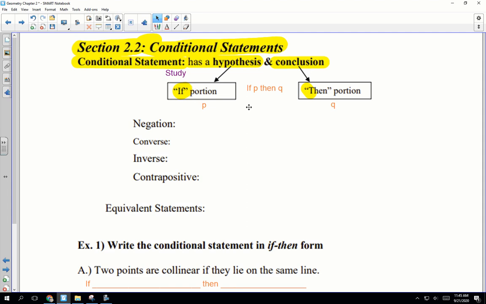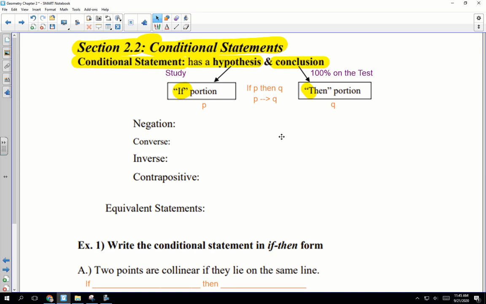In shorthand, we even write it shorter. If P, so we read this, if P, then Q, or P implies Q. It's crazy, right? So let's look at it in real words. If I study, then I will get 100% on the test. So the conditional statement for this would be, if I study, then I'll get 100% on the test. Studying is P, 100% on the test is Q. If P, then Q, or P arrow Q.